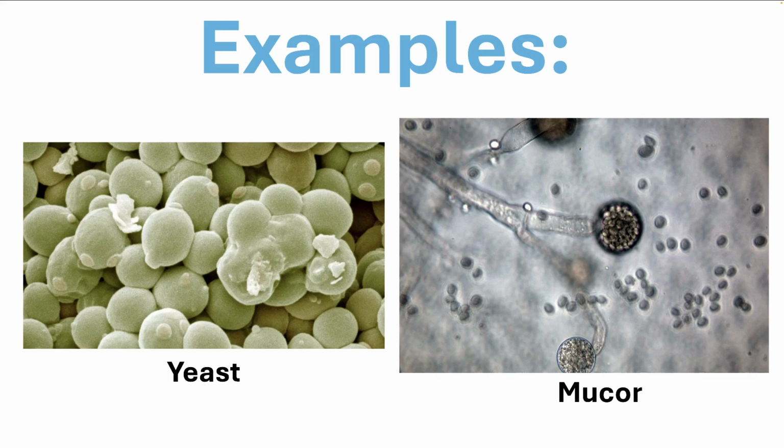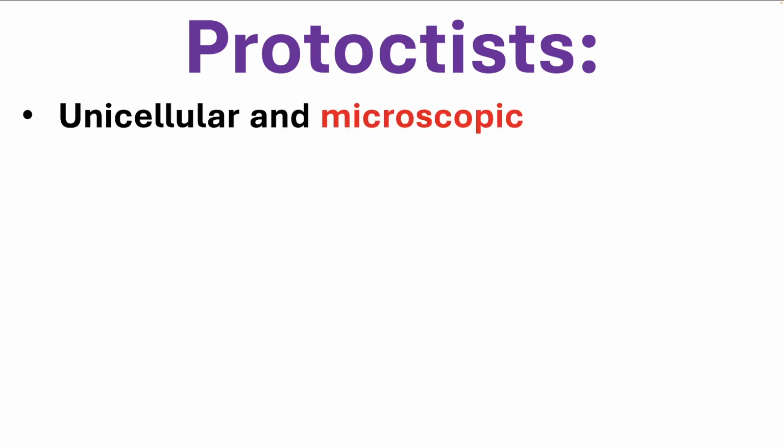Finally, for the eukaryotic organisms, we need to take a look at protoctists. So these are unicellular or simple multicellular organisms, and they're very tiny. They're considered microscopic, which means that you need to use a microscope to see them.